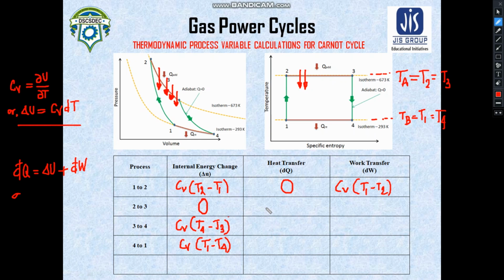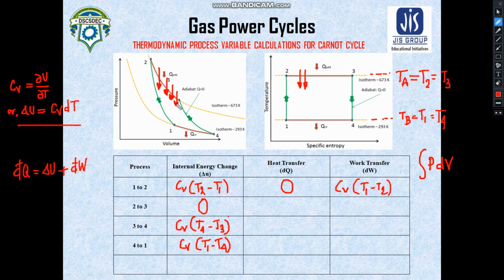If it is an isothermal heat addition, then it will be very simple. You just need to calculate the heat transfer or the work done. Which one will be easier to calculate? I think it is always easier to calculate the work done over here. So let us remember the process by which we had calculated the work done. It is by this form, PdV.